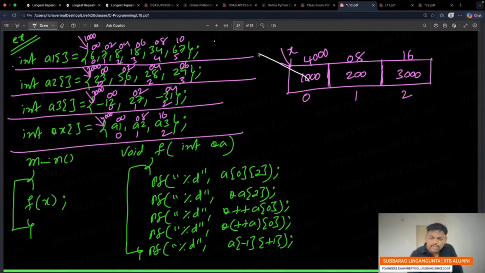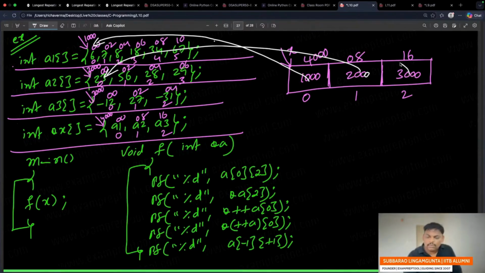You give 1000, it will point to 1000. You give 2000, it will point to 2000. Careful. You give 3000, it will point to 3000. 1000, 2000, 3000. Right? Everything is perfect. So X is an array of pointers.